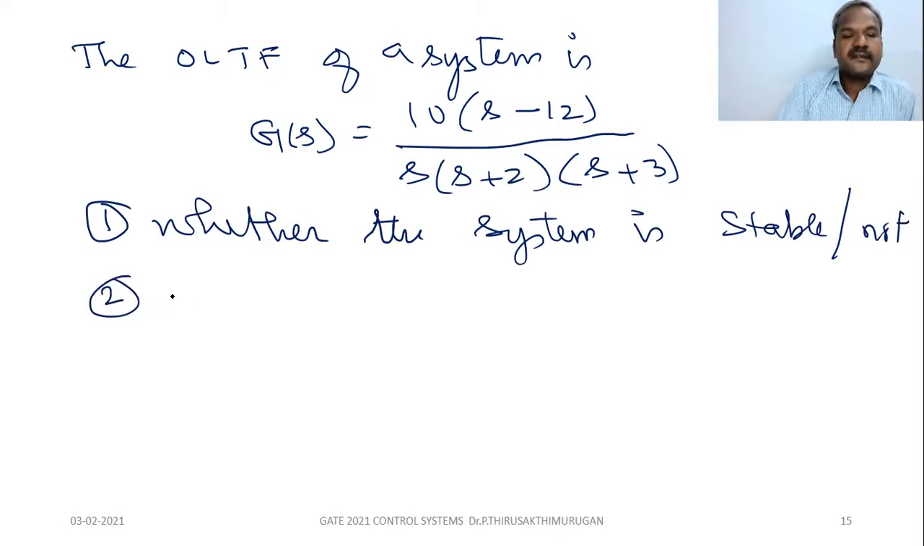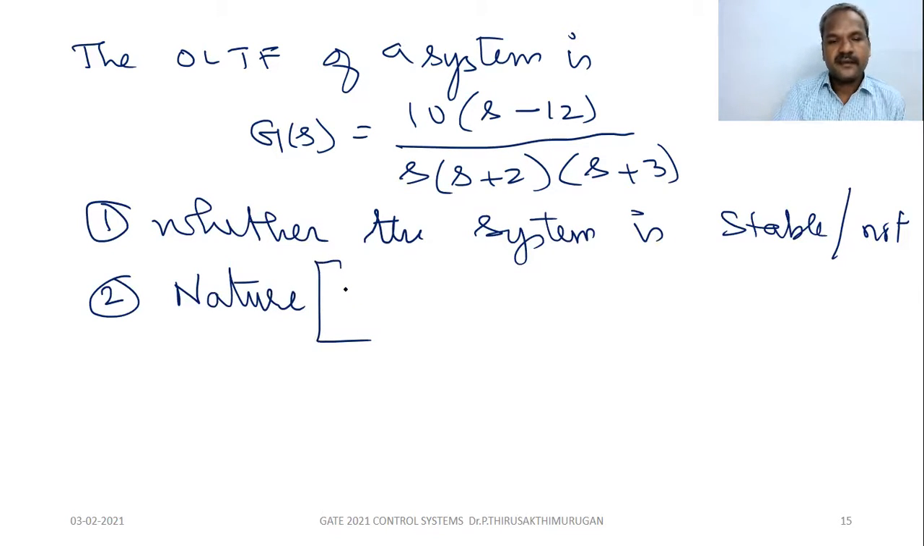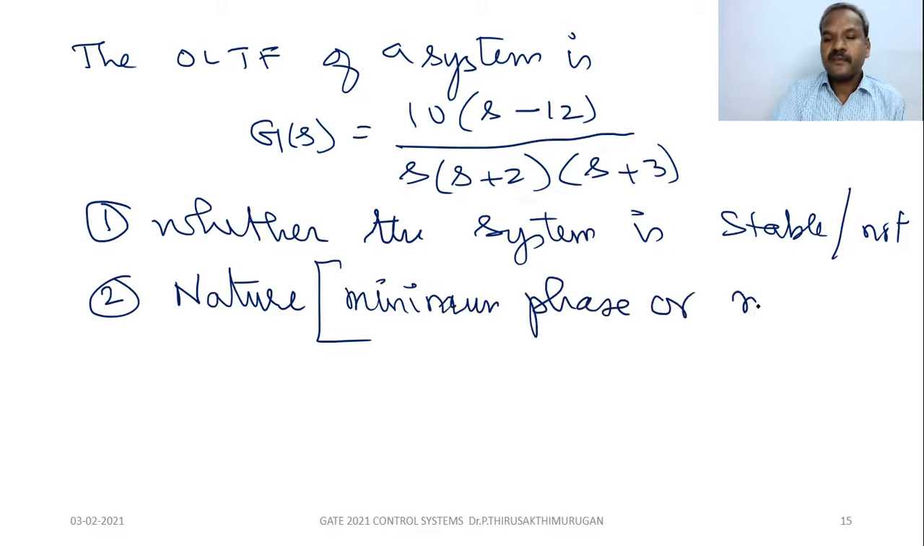Second question is, what is the nature of the system? Okay, nature of the system. What is nature? Whether minimum or non-minimum phase. Okay, nature means whether minimum phase or non-minimum phase. Simple.